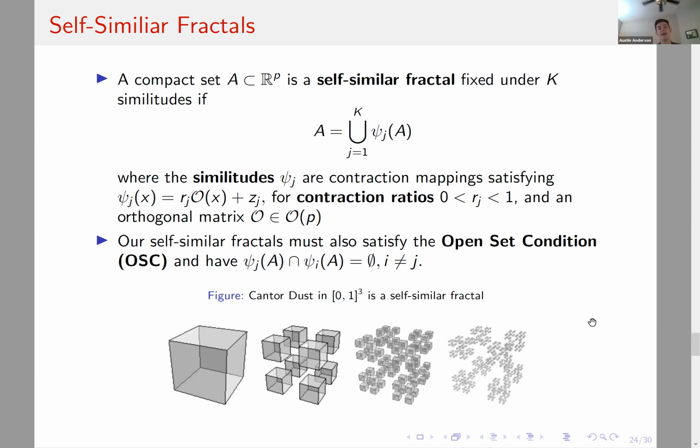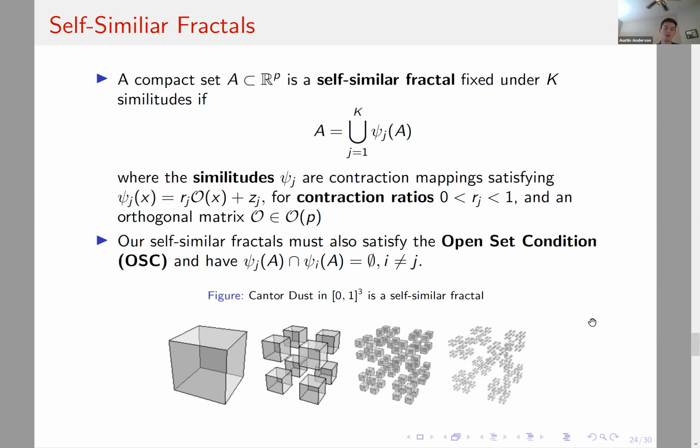A compact set A contained in R^p is basically going to be the unique attractor of a set of K similitudes. And by similitudes, we just mean these mappings psi_j, which are contraction mappings satisfying the formula psi_j of x is equal to r_j times O of x plus z_j, where O is an orthogonal matrix in p dimensions allowing for rotations. The r_j is scaling the individual leaves downwards, and z_j allows for translations.